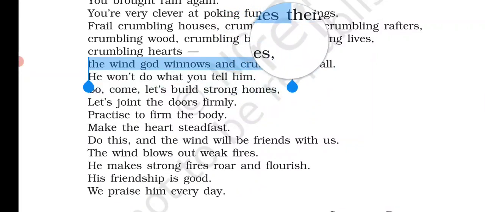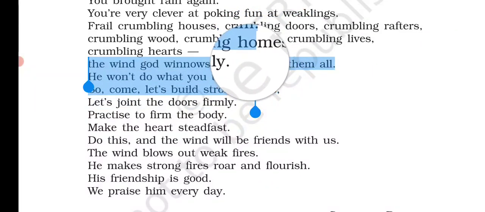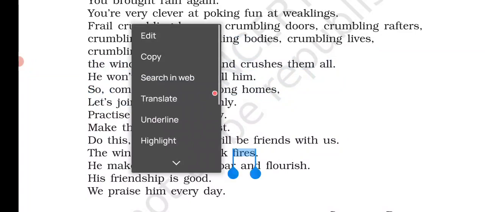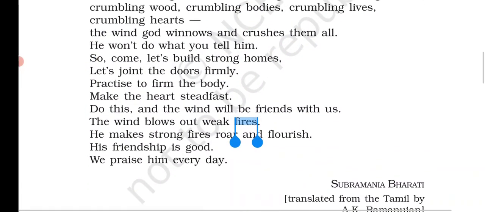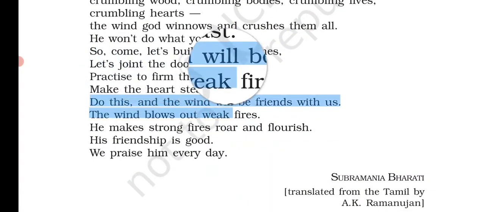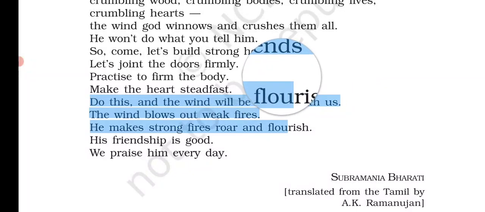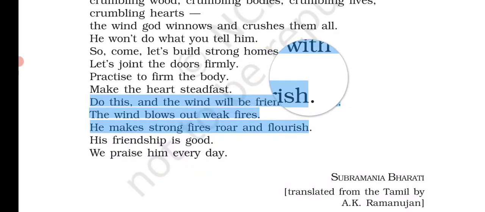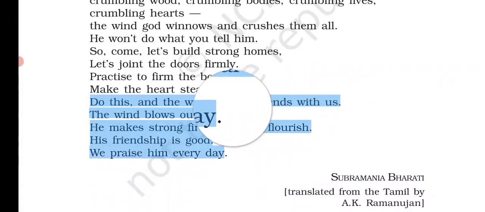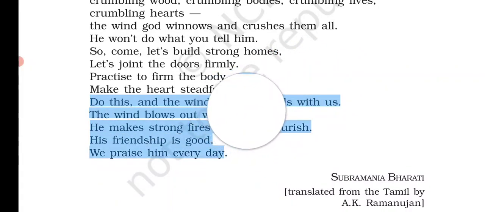So come, let's build strong homes. Let's join the doors firmly. Practice to the firm body. Make the heart steadfast. Do this, the wind will be friends with us. The wind blows out weak fires. He makes strong fires roar and flourish. His friendship is good. We praise him every day.